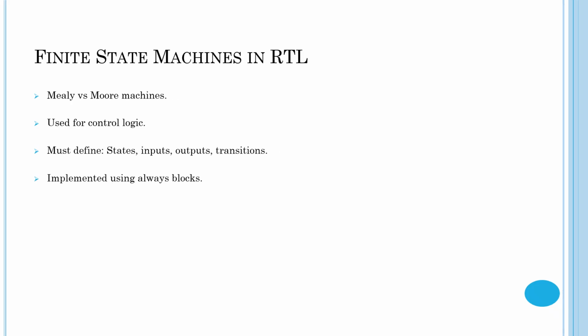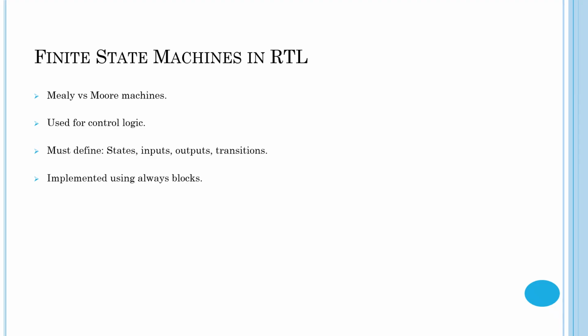Now, finite state machines or FSMs are one of the most important elements of digital design, especially when building control logic in RTL. An FSM is used when the operation of a digital circuit depends not only on the current input but also on the history of previous events represented by the current state.